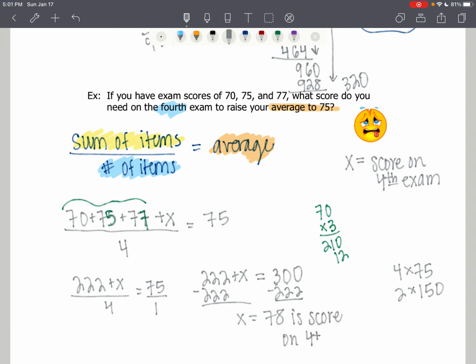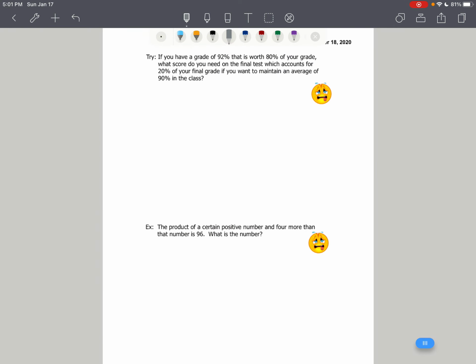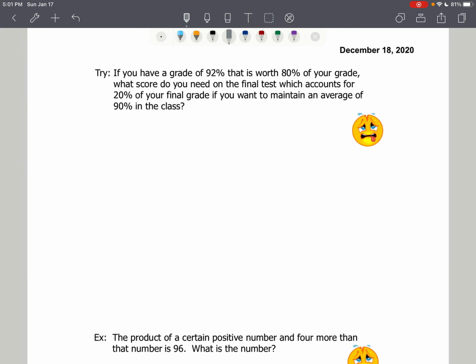Now that's great if we're trying to find an average, right? But we know how our final exams work. Let's say that you have a grade of 92%, and that's worth 80% of your grade. And then your final exam accounts for 20% of your overall grade. If you want to maintain an average of a 90% in the class, what do you have to get on the final?